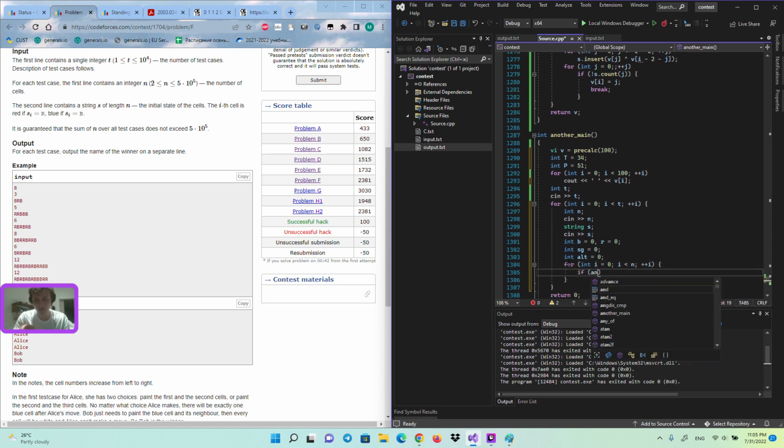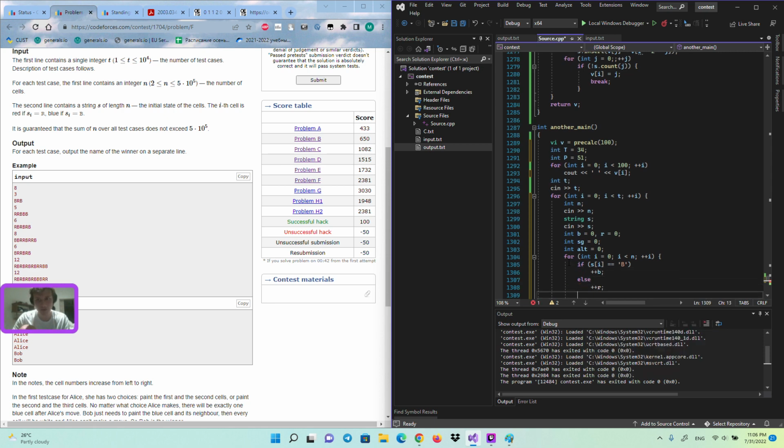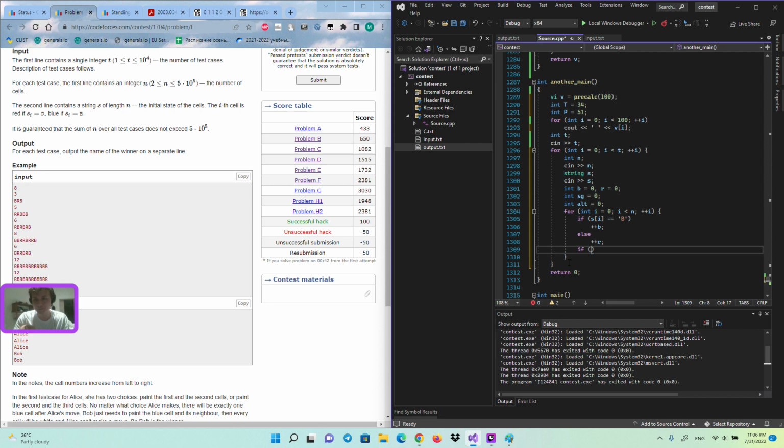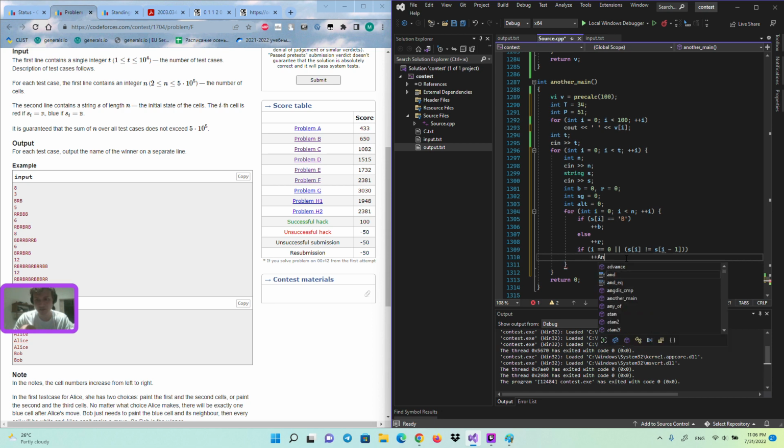So if Si equals B plus B else plus R. Okay, then if I and Si doesn't equal Si minus first, okay, I equals 0, or these two doesn't equal, then we say that plus alt.